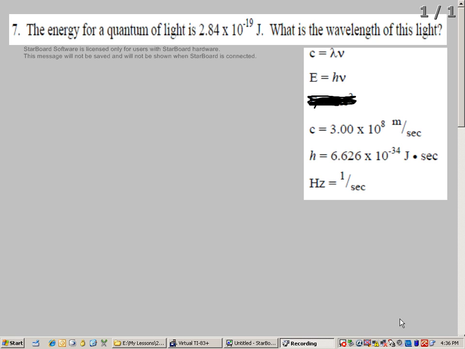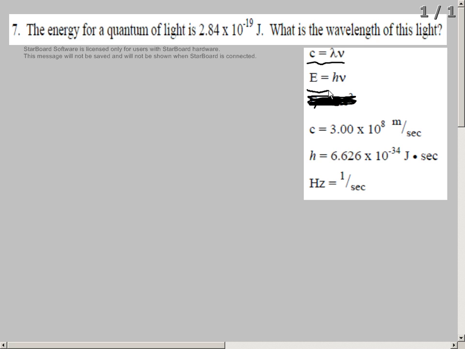So, I pulled this question from the homework I assigned. This is question 7 on the back, the last question. This is the hardest question because it requires you to use both of the equations that we've discussed so far. C equals lambda V, or C, the speed of light, equals wavelength times frequency, and the other one, E equals HV. Energy equals Planck's constant times the frequency of light.